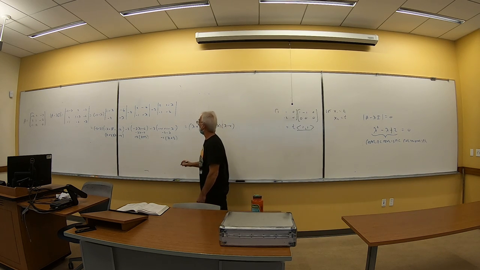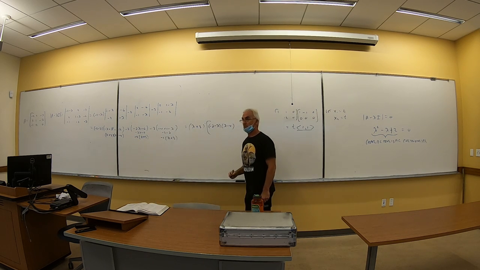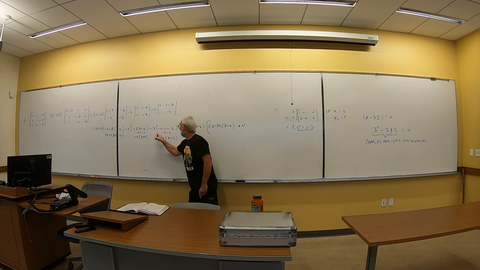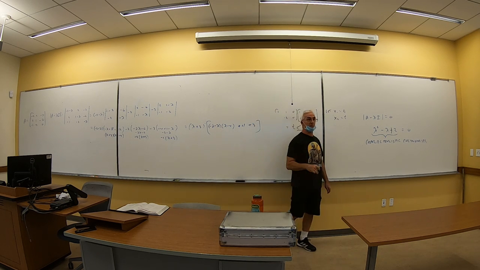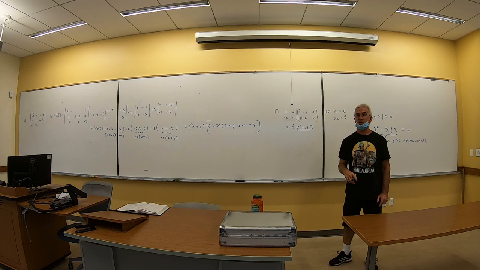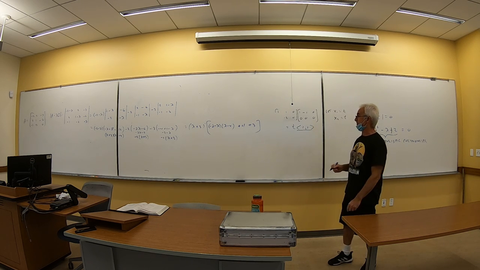Then what? What would be the next term? Plus 4. That's it. I've already factored out the lambda plus 3. What I have left is a quadratic. Now I need to multiply it out and then factor it. I can't factor it in its current form.